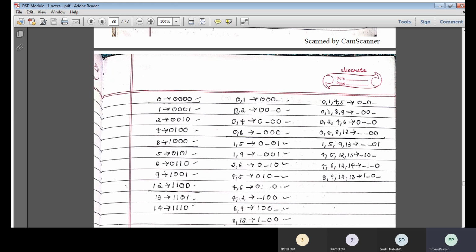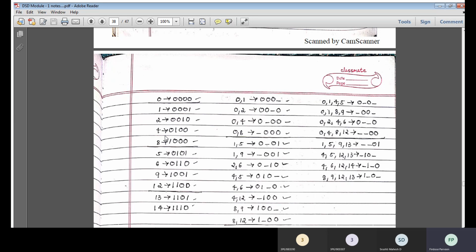So 0, 0, dash. In the same way 0 and 2: 0, dash, 0, 0... sorry, 0, 0, dash, 0. In the same way 0 and 4: 0, dash, 0, 0. 0 and 8: dash, 0, 0, 0, because here it is 0 and here it is 1, so only the first position is varying. So I'll be writing dash, 0, 0, 0.